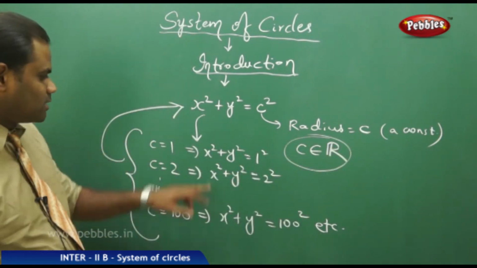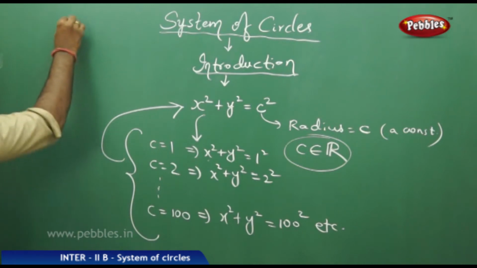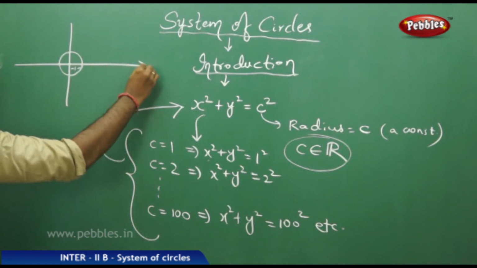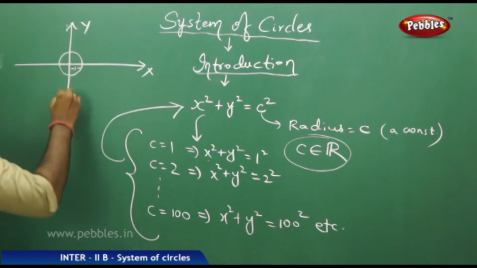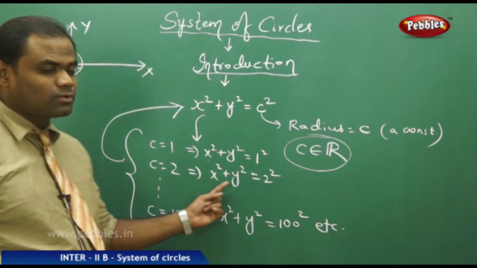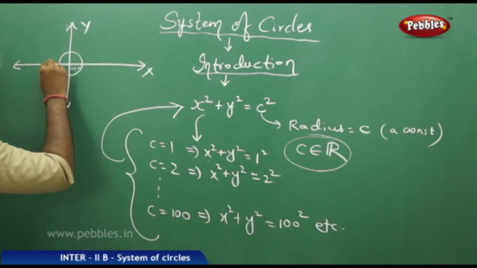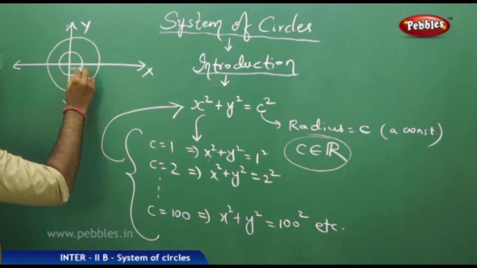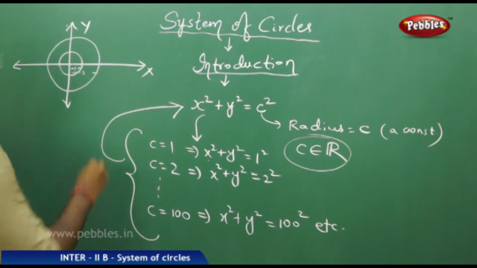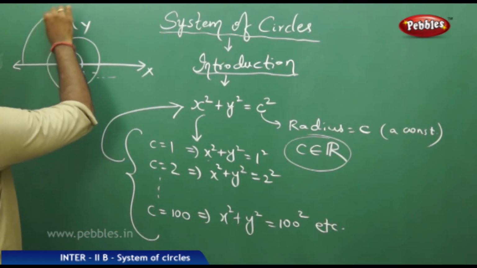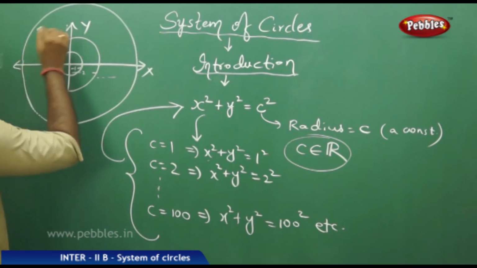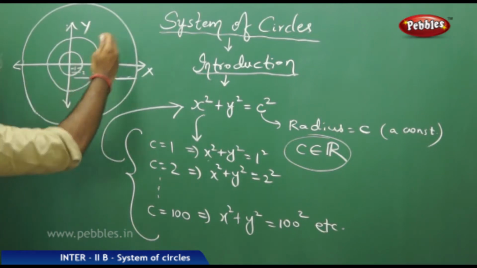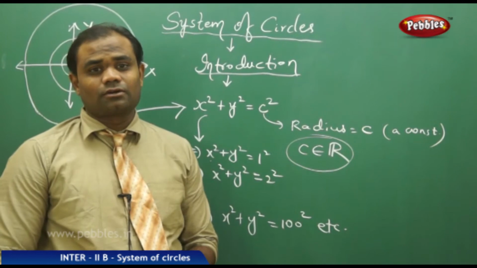That is, if I take the first circle, x squared plus y squared equal to 1, this is a circle with radius 1. Next, if I take x squared plus y squared equal to 2 squared, it's a circle with radius 2 and center at the origin. Similarly, if I go on, I get a circle with radius 100. So this set of concentric circles forms the system.